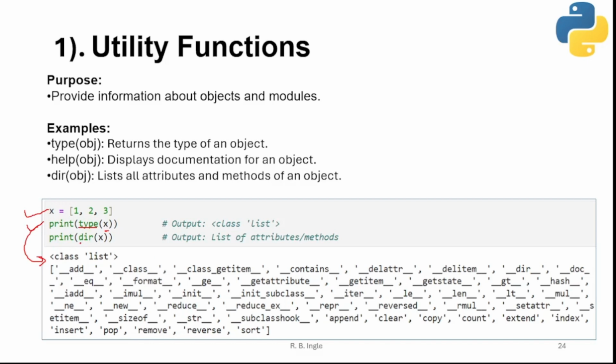Now next is dir, that is directory of x. Dir tells different methods or attributes that are there for that type of data. So I am writing dir(x). Here it is giving the list of different attributes and methods, like append, clear, copy, count, extend and so on. By using these methods we can do some operations on these data types. Let us see.